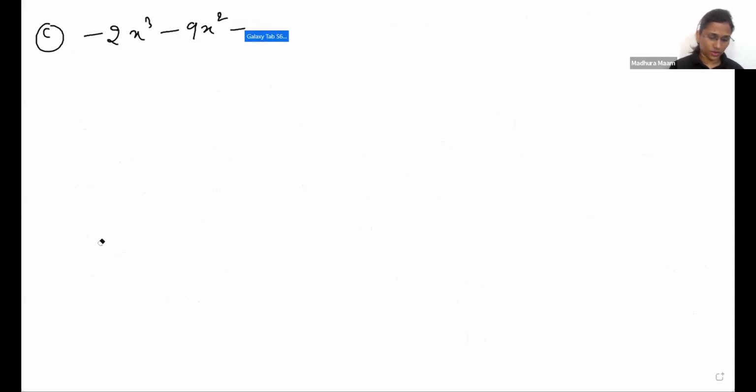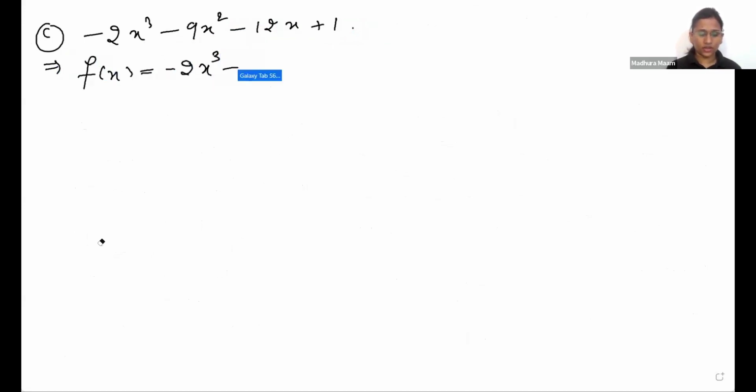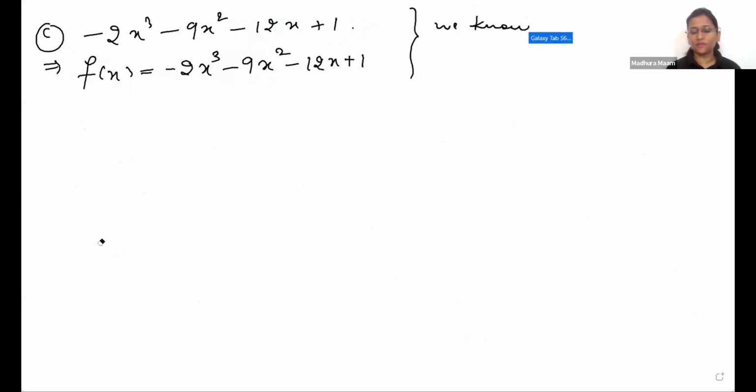So this is 9x square minus 12x plus 1. You can see that it is not labeled, so make sure that you always label them. So let f of x be -2x cube minus 9x square minus 12x plus 1. Now again, we know that f of x is strictly increasing if f dash is greater than 0 and strictly decreasing if f dash is less than 0. Correct? Yes, ma'am.